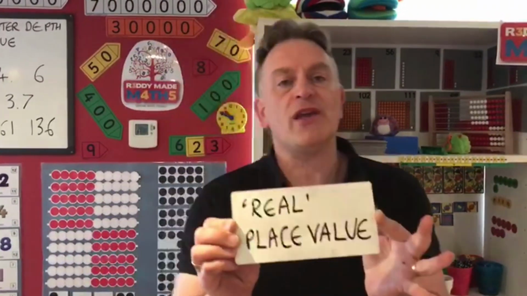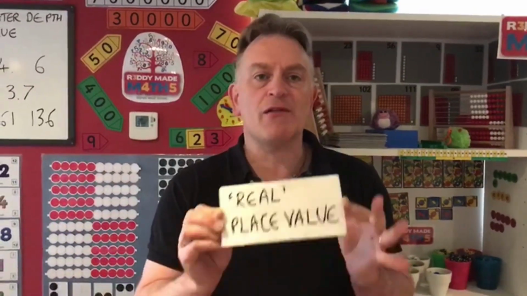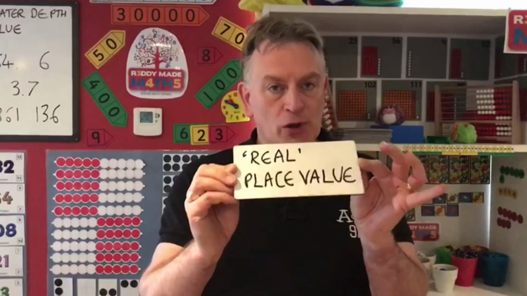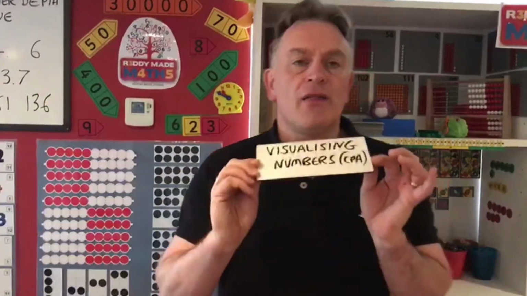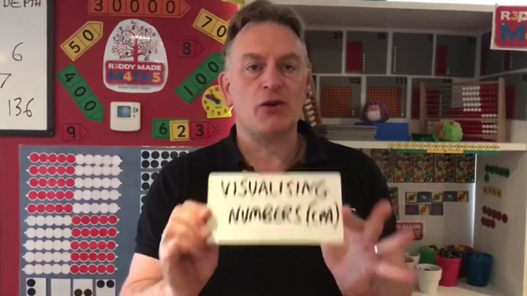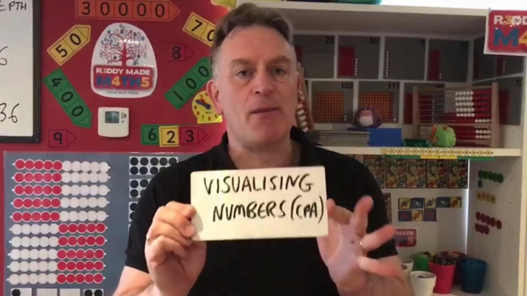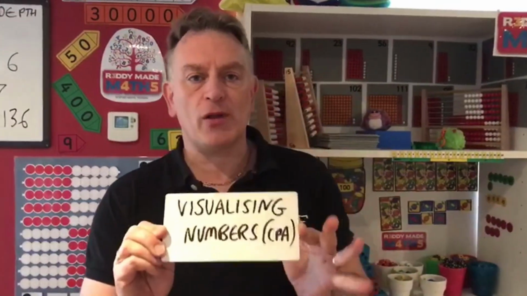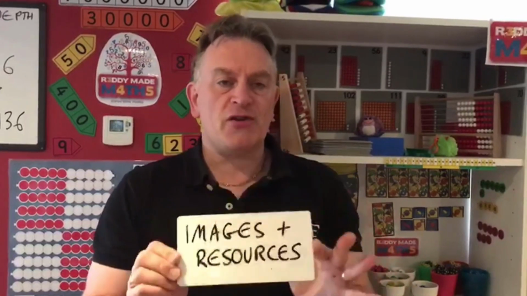Just a few little headlines then before we move into the content of today. First of all, real place value. What do we mean by real place value? Well, the real value of every number. That's what we're going to look at shortly. Secondly, this is what we're going to be doing all week, visualizing numbers. We're going to visualize them through that CPA approach of concrete, pictorial, before moving into abstract. We'll do that through a range of images and resources.